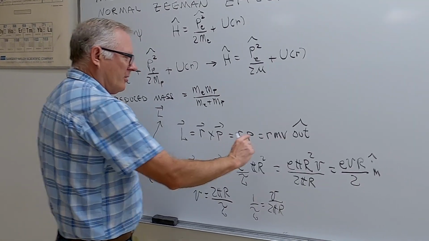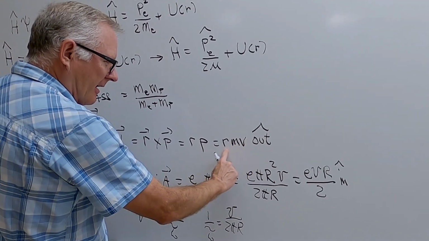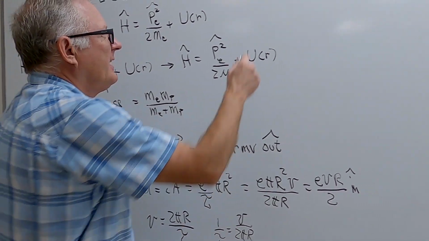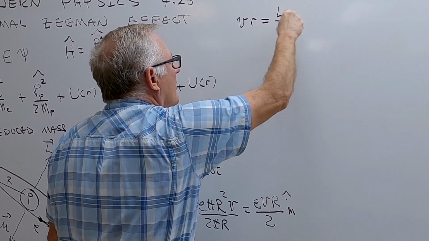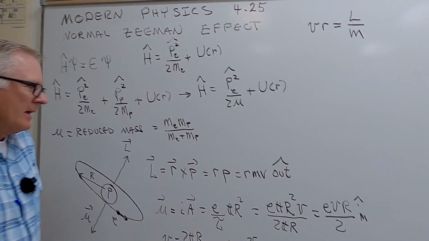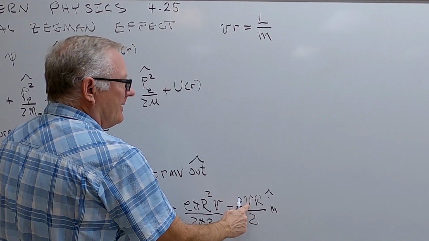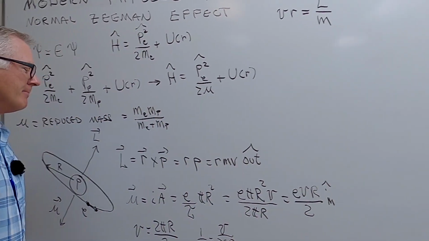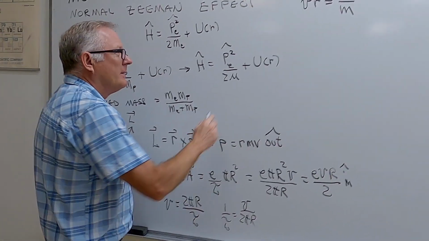Well, you noticed from this one right here, I can solve for VR out of this. It's L over M. So VR is equal to L over M, the angular momentum over the mass. And so I can put that into here. Since this is defined as out and this is defined as in, there's going to be a minus in there in between them.